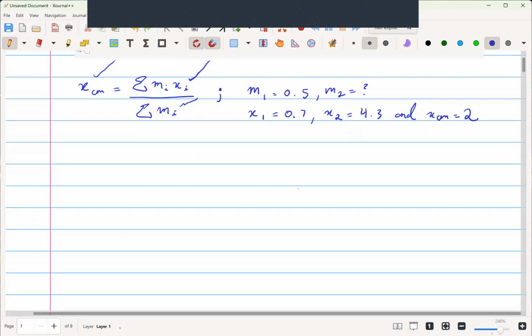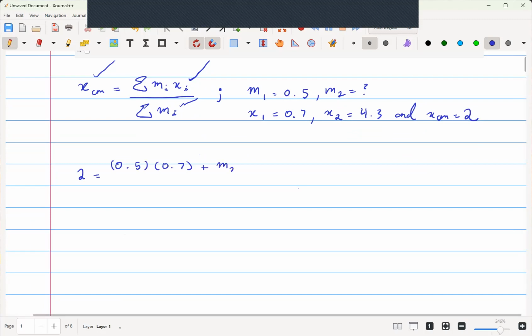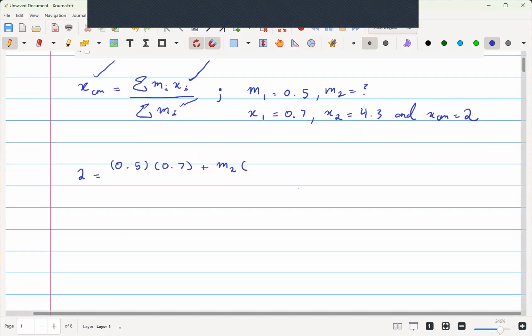So we plug this in, we know 2 is equal to 0.5 times 0.7 plus, so our m1 0.5 times our x1 0.7 plus our m2, which we don't know, and then we have our x2 4.3. And now we just need the sum of all of our masses, so 0.5 plus m2. Now the reason why we're multiplying these two is because we're finding the sum of the product of our masses and x's. So that's why these two are multiplied.